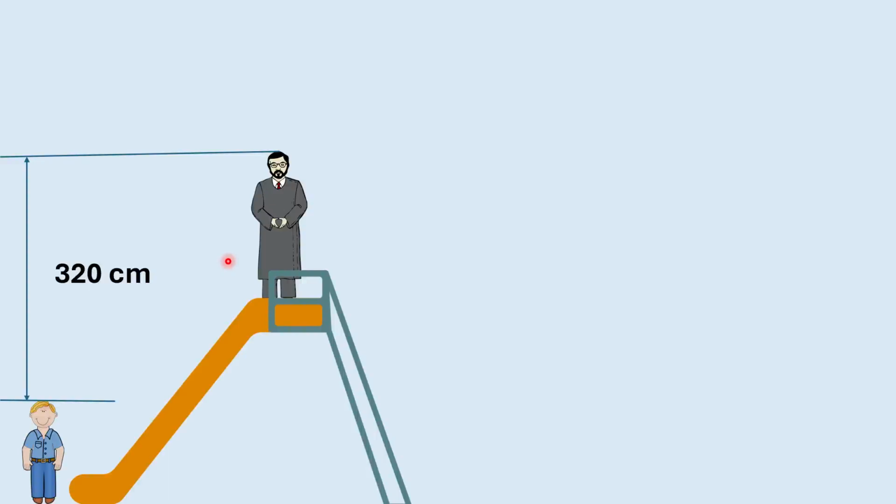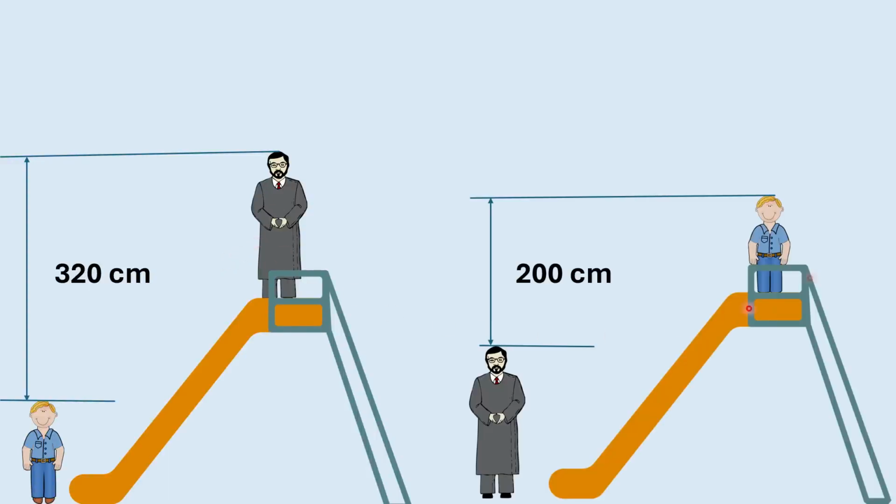And then they swap positions. So now the son stands on the top of the slide and the father stands on the ground. And this time the son is 200 centimeters taller than the father.